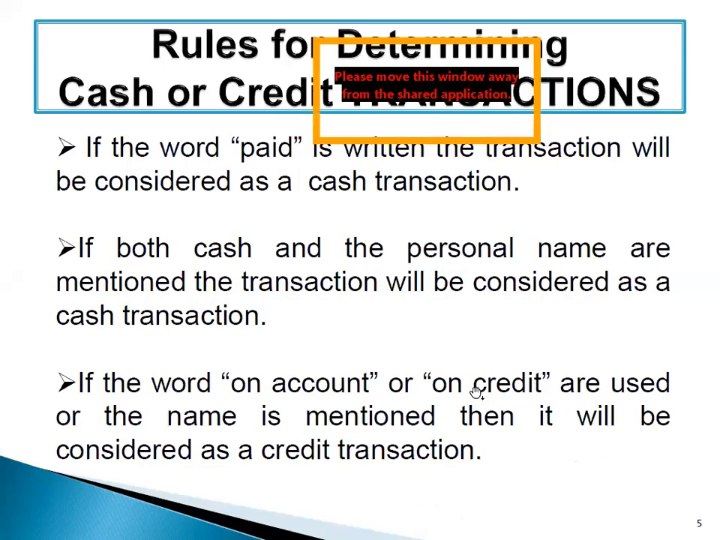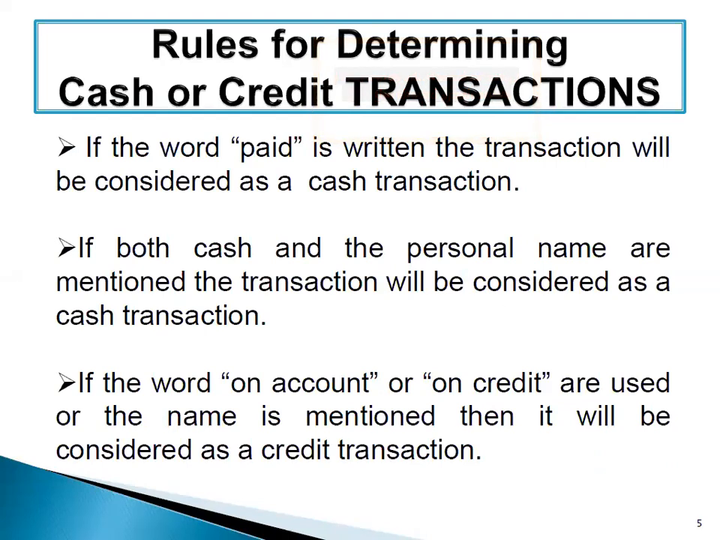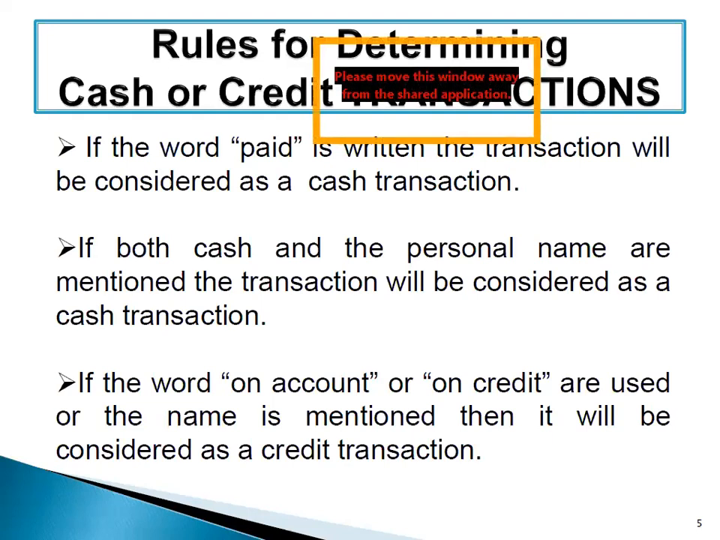Clear? So we have some rules to identify cash or credit transactions. To identify and understand cash and credit transactions, suppose I have a statement, a transaction: I purchase furniture of rupees 50,000. When I say I purchase furniture of rupees 50,000, it means I have paid them 50,000 rupees. If the word paid is written, the transaction will be considered a cash transaction.